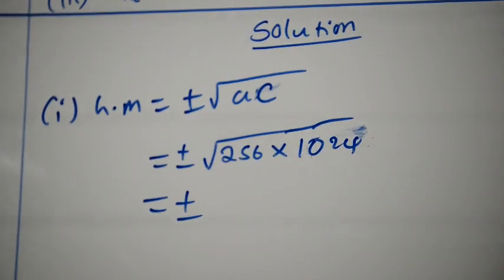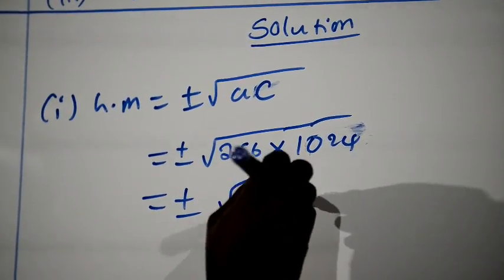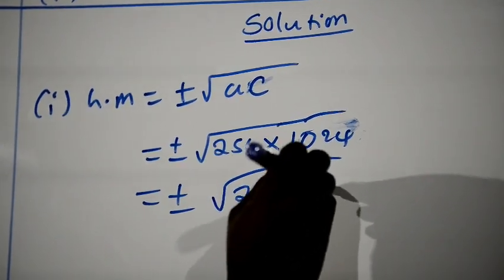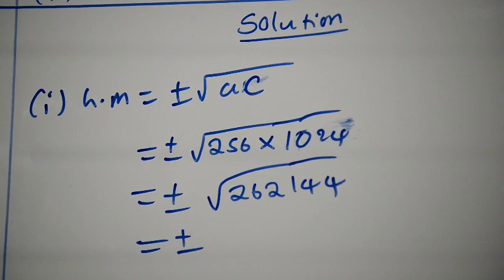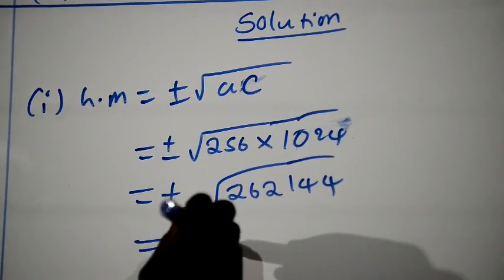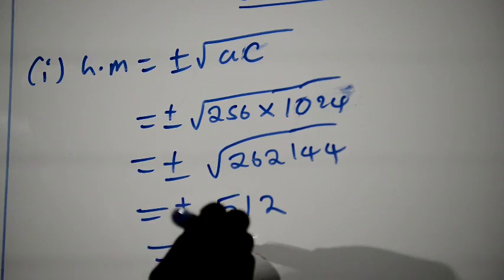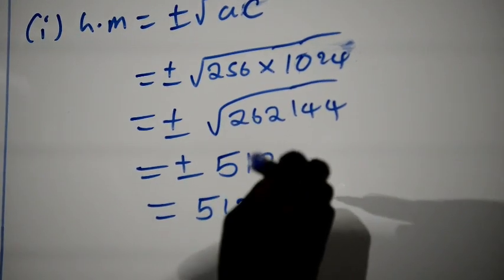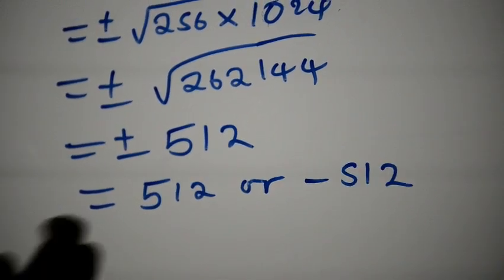That will be 262,144. So what we do now, we find the square root. The square root of this one is 512. So the geometric mean will be either a positive 512 or negative 512. That is how we get the geometric mean.